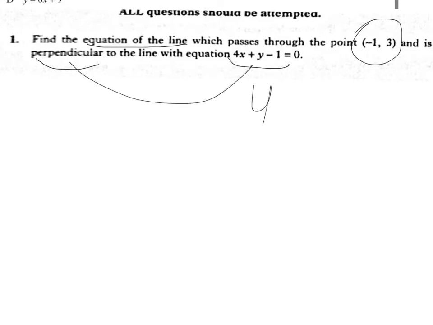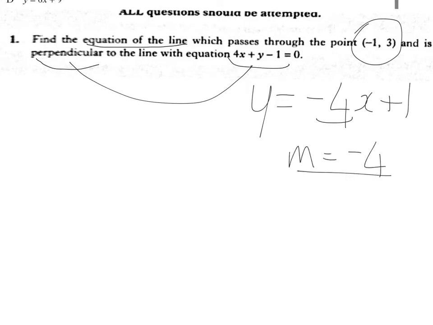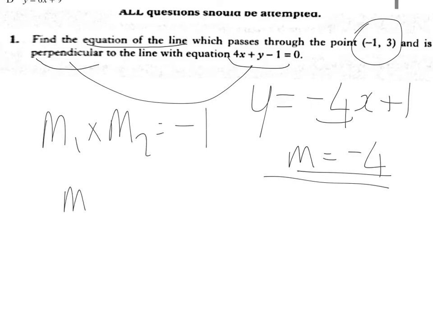So let's find the gradient of this line, which means we need to write it in the form y = mx + c. So it's y = -4x + 1. You can see there that the gradient is -4. So the next move is to communicate to the examiner m1 m2 = -1. So remember, for perpendicular lines, flip and invert. So -4 over 1 becomes positive 1/4.